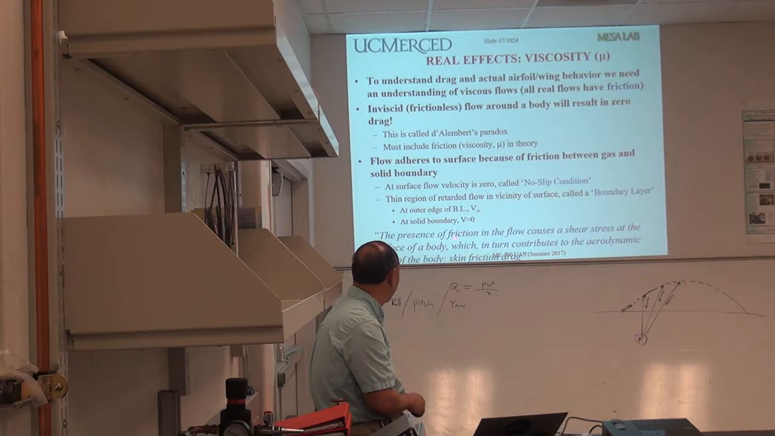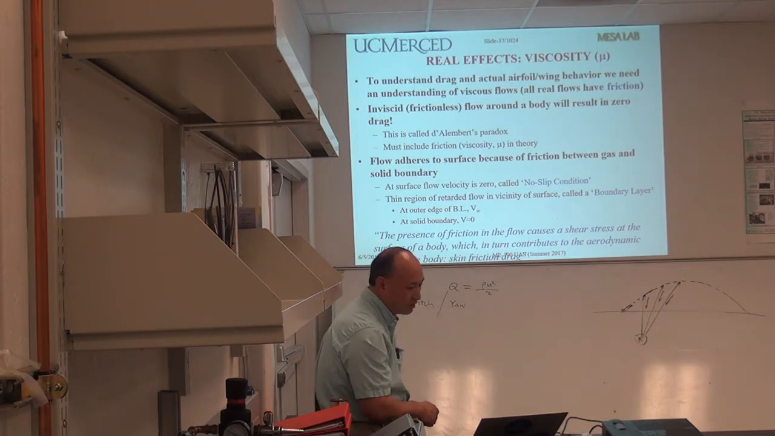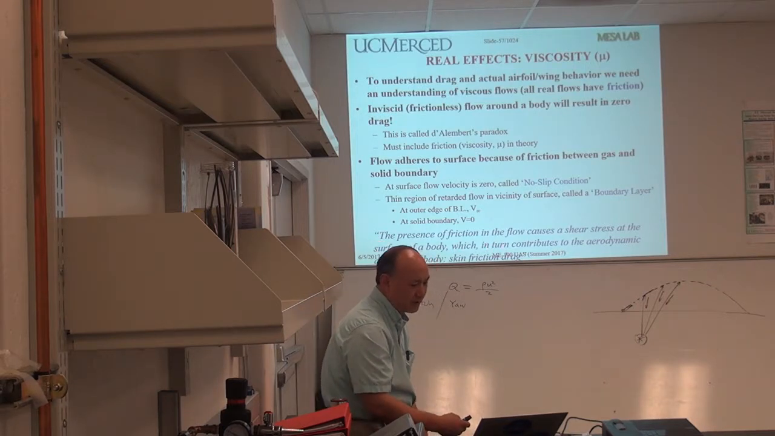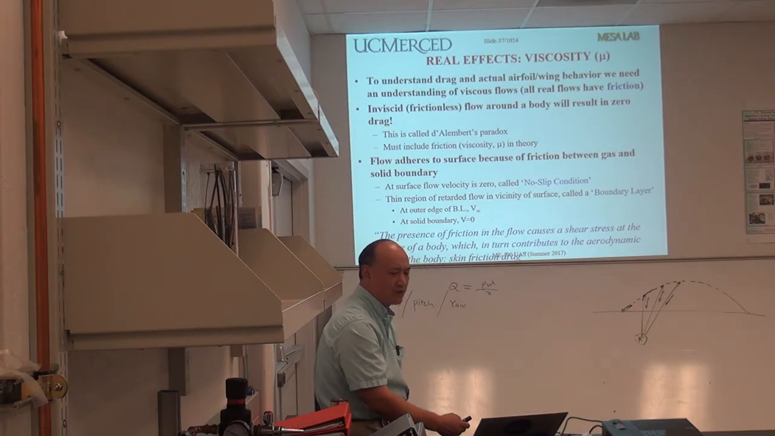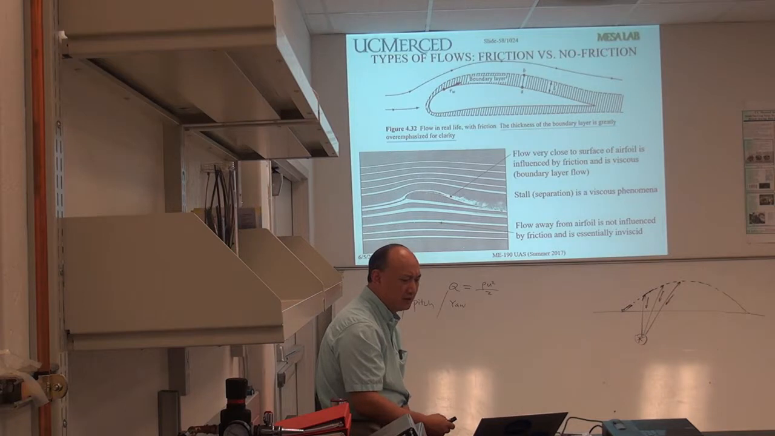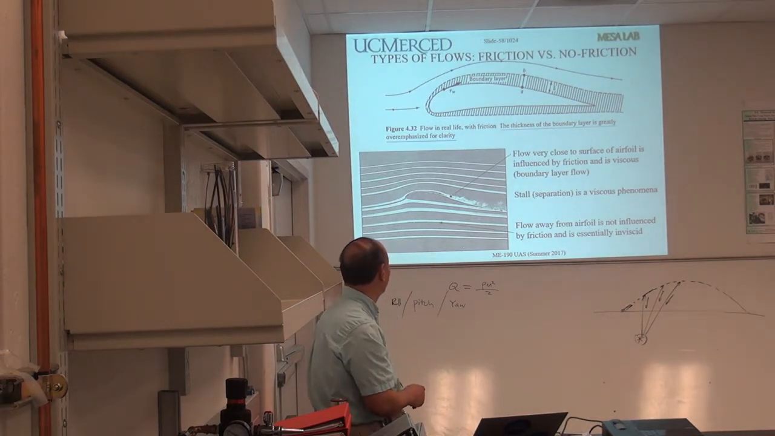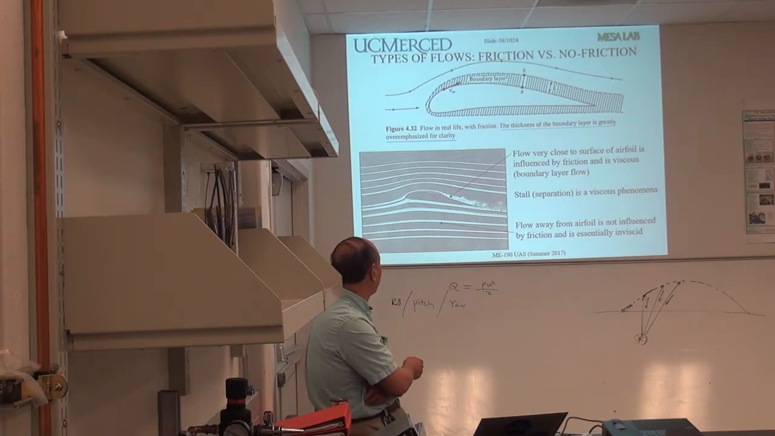The presence of friction in the flow causes a shear stress at the surface of a body, which in turn contributes to the aerodynamic drag of the body. It's called skin friction drag. What's that? Let's visualize it, okay? If you do not have friction, then you don't have this kind of boundary layer, okay?